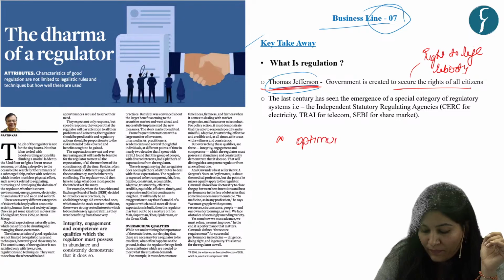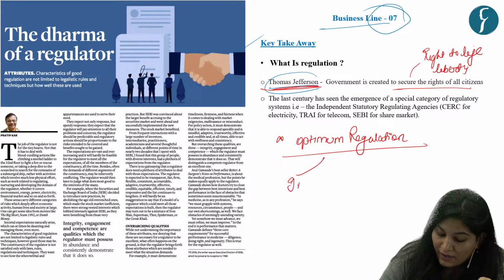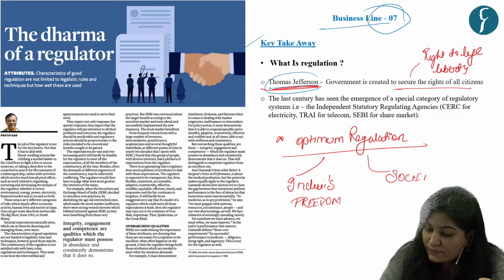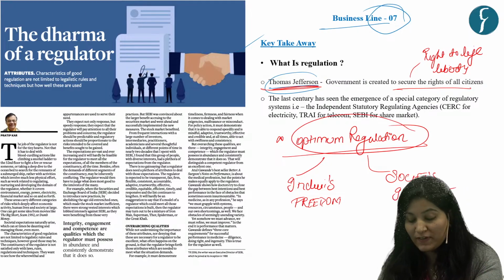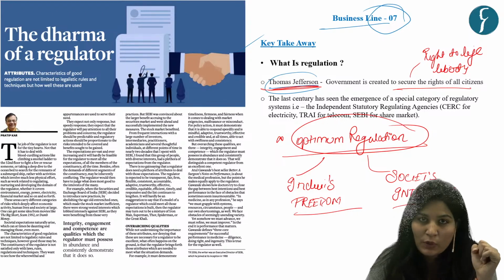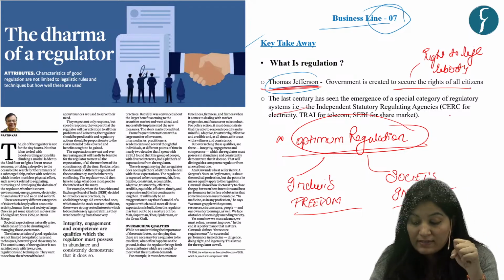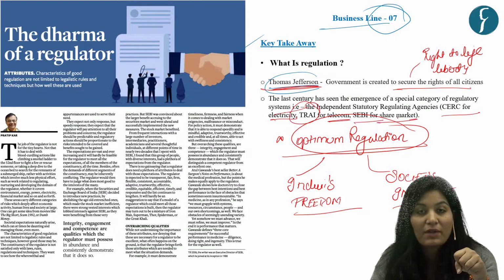Optimum regulation is quite challenging here because you need a fine balance between individuals' freedom and society's interest. For optimum regulation, you need to find a fine or delicate balance between individuals' freedom and society's interest. Okay. And we have special categories of regulatory systems, like CERC for electricity. We have TRAI for the telecom sector. We have SEBI for the share market. Got it?